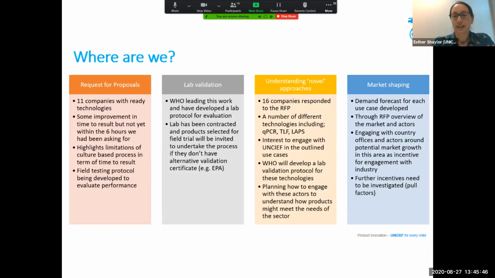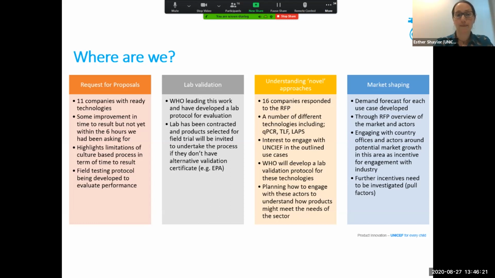Earlier this year, we released a request for proposals, and we had 11 companies with technologies that are currently available. There was some improvement in time to result, but the technology isn't quite there yet. There's only so fast you can grow a culture of E. coli. And so while we think we're going to get improvements in products, we're not going to get quite where we'd like to get to. But also we're working on how we field test these kind of products so that as they come to market, we know the best ways to be testing them for each use case.